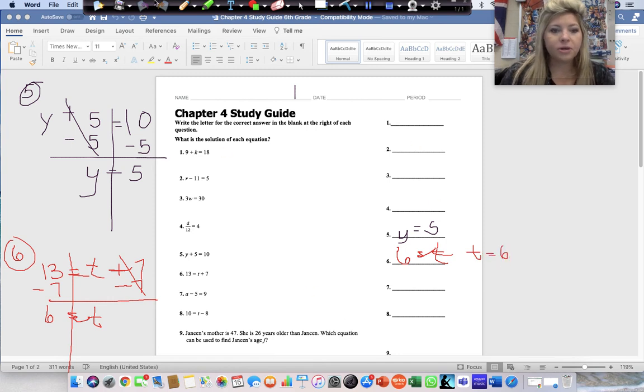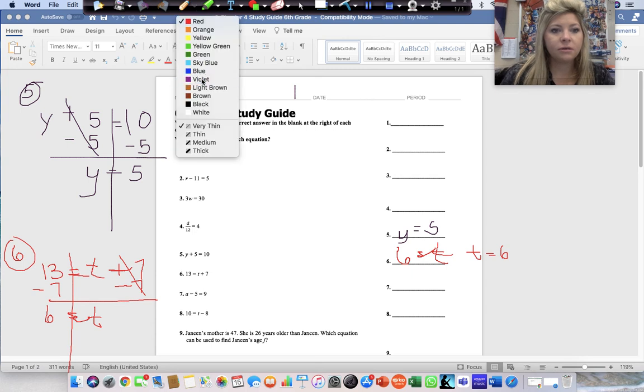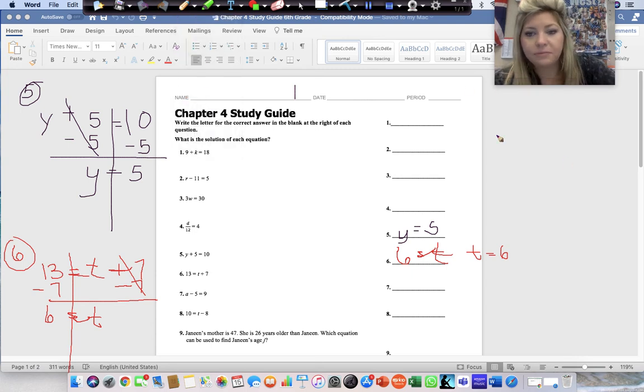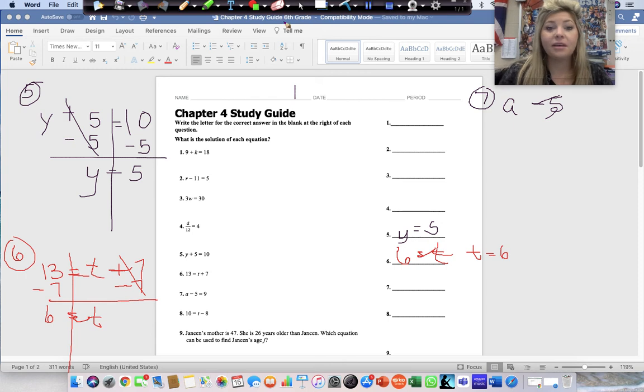Okay, number 7 says a minus 5 equals 9. So we're going to draw our line down from the equal sign. Right now our variable is a. A is being subtracted by 5, so we're going to do the opposite of that and add 5 to both sides.